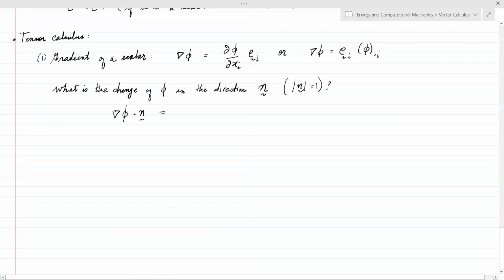But I know that del phi is e_i phi comma i. So the dot with n becomes n_j e_i dot e_j, and so then I get phi comma i n_j. And the dot product e_i dot e_j is the Kronecker delta. But you can see here j repeats, so I get phi comma i n_i. So that's how you'll find it.